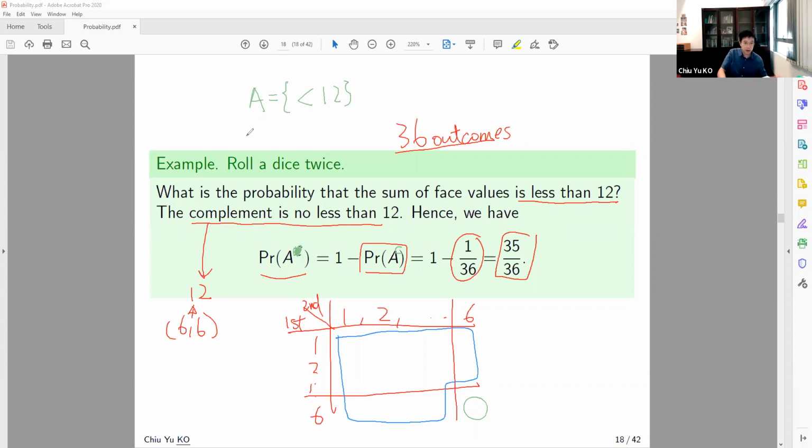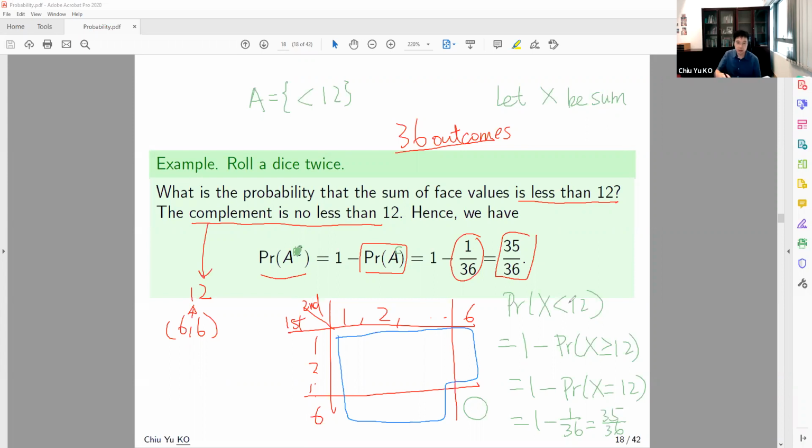Suppose you want to say, let X be the sum, okay? And we'll say the probability that X is less than 12 will be equal to 1 minus the probability X is bigger than 12, right? Actually, this is the same as equal to 12, because there's nothing more than that, so it's 1 minus. Okay, if you want to be a little bit less tricky, you don't have to write A, because you can write it this way. It doesn't really matter as long as you make it clear.